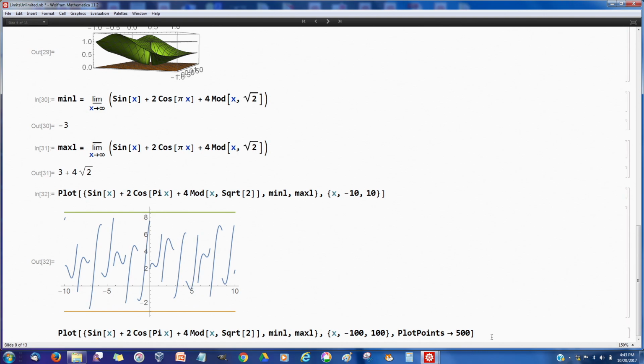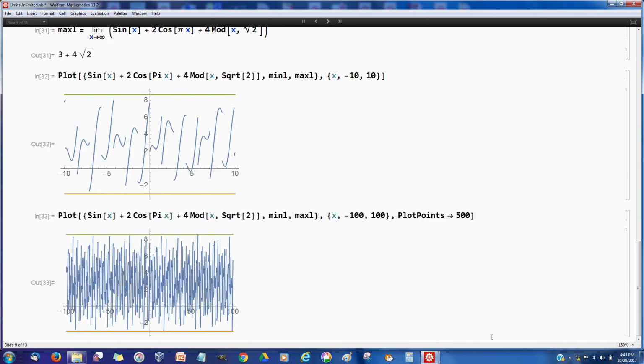But it probably never reaches the maximum value, and the minimum value is never really equal to the min limit and max limit. But in the limit, that's what we get. So here's a larger plot of the same function.